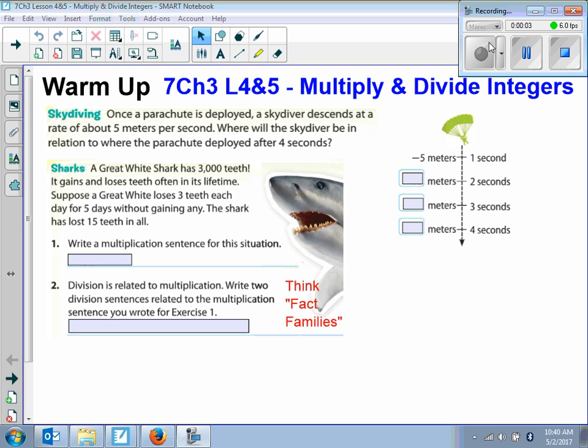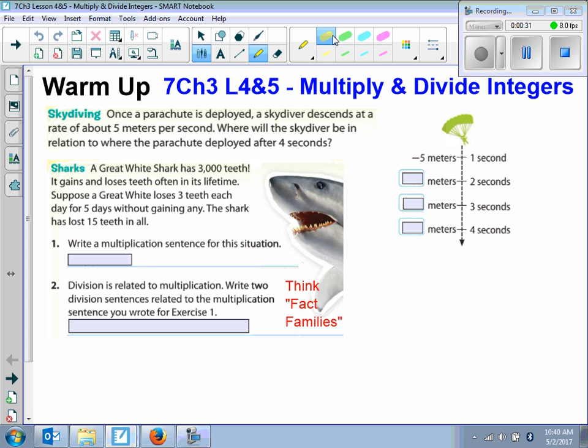Okay, so chapter 3 is, we're going to do lesson 4 and lesson 5 together. So we're multiplying and dividing integers. So here it says, for the first one, we've got this problem here. Once a parachute is deployed, a skydiver descends at a rate of about 5 meters per second. Where will the skydiver be in relation to the parachute deployed after 4 seconds?